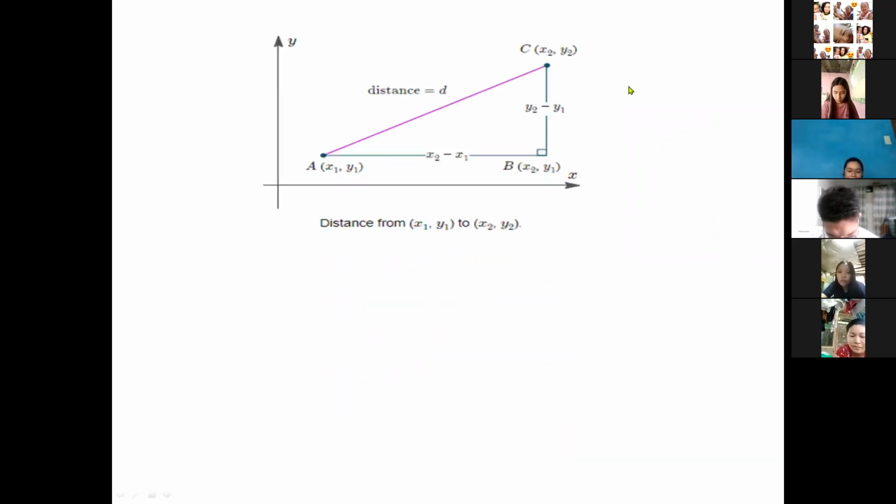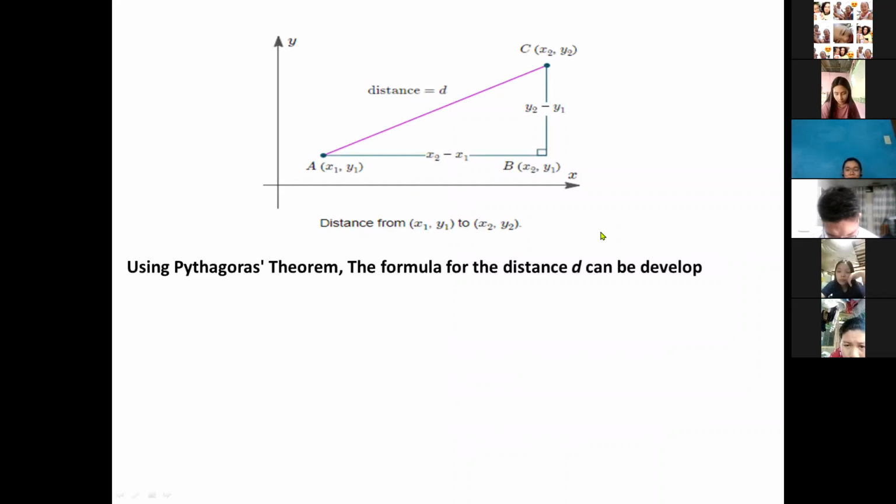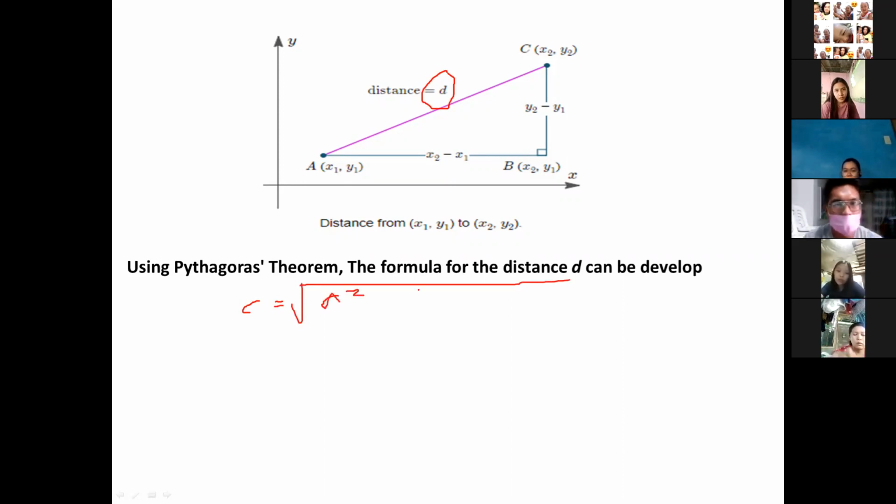For the continuation, it is already written. Distance from x sub 1, y sub 1 to x sub 2, y sub 2. Using the Pythagorean theorem, the formula for the distance D can be developed. We can now determine its value. We can develop a formula for D. Right? It is this: C equals square root of A square plus B square.